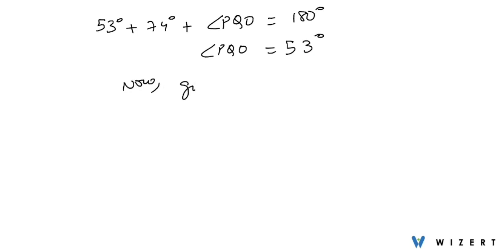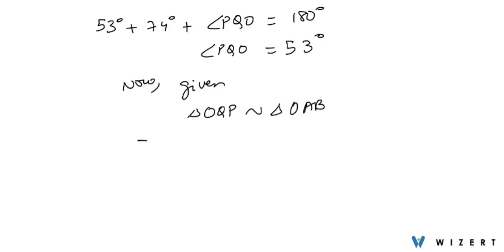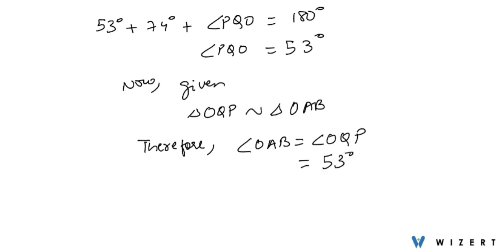Now, it is also given that triangle OQP is similar to triangle OAB. So, these two triangles are similar. It is given. So, we know that for a similar triangle, we can make the angles equal. So, we can say since triangle OQP is similar to triangle OAB, the angle corresponding to that will also be equal. So, angle OAB will be equal to OQP, which will be equal to 53 degree. So, we can say that the answer is OAB, which is equal to 53 degree.